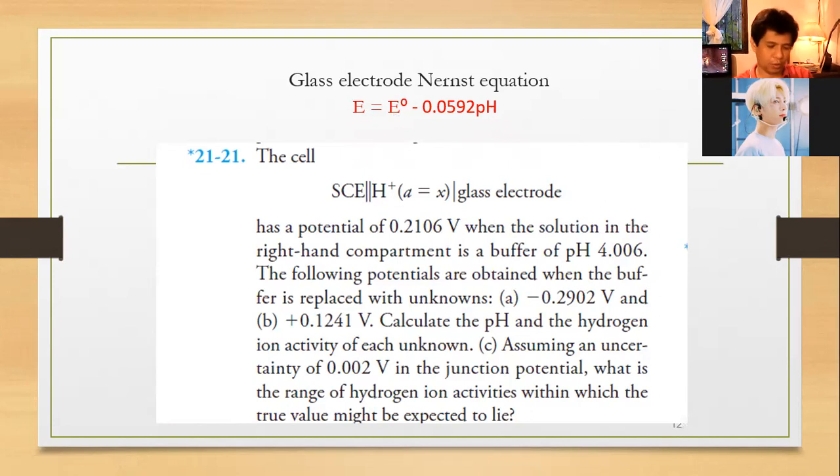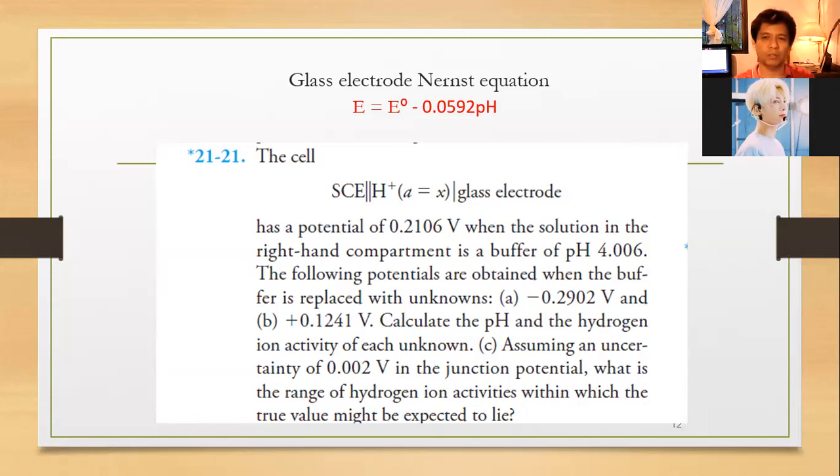Halimbawa, 0.2106 tapos alpha equal tapos alpha x tapos minus 0.0592 times 4.006, tapos shift solve. You're supposed to get 0.4477. Nakuha niyo ba? 0.4477. So that's the E naught. So tapos the following potential are obtained when the buffer is replaced with unknowns. So halimbawa, if the current voltage reading is negative 0.2902 volts, ano yung pH nung solution na pinalit nyo? Parang ganun yung question.